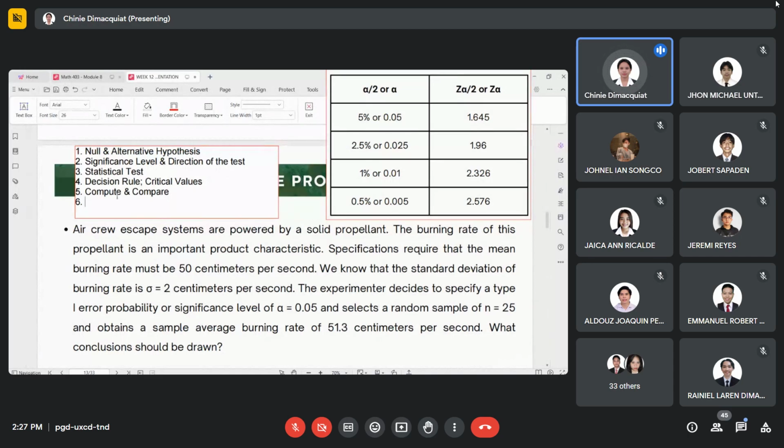Then, pang-anim, ano ba yung ating magiging decision? So, upon comparing, alin bang i-accept or i-reject yung ating null hypothesis?